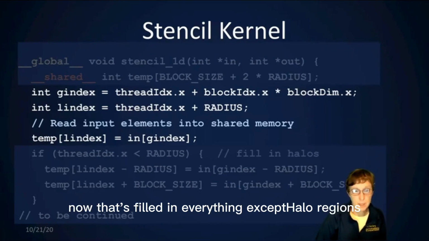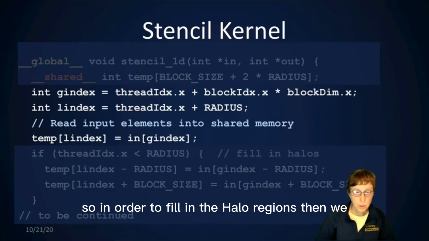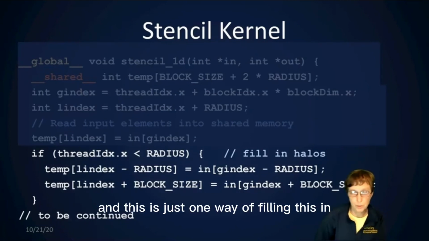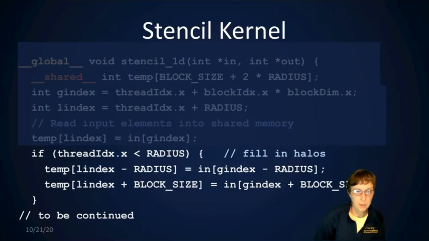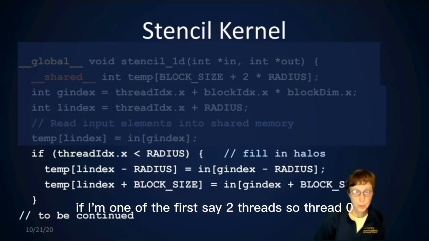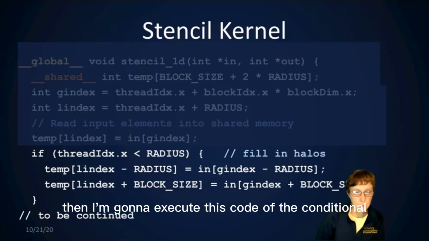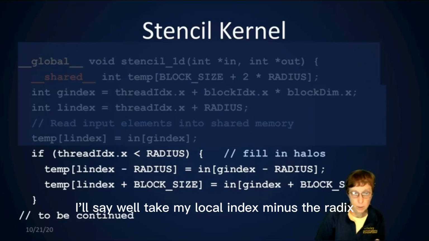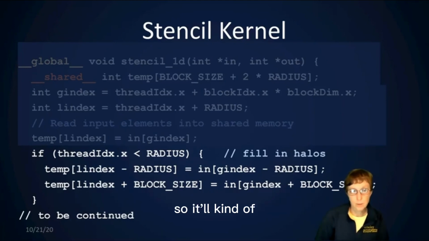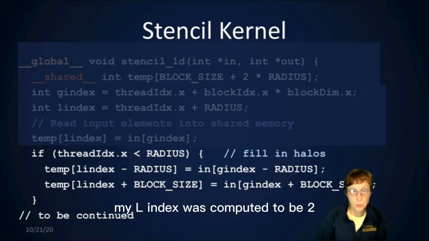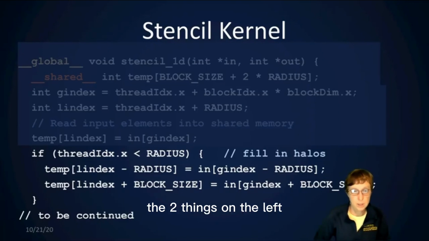Now that's filled in everything except the halo regions. So in order to fill in the halo regions, we say, well, if I'm a thread that is down at the bottom, and this is just one way of filling this in, it may not be the most efficient, but if I'm one of the first, say, 2 threads, so thread 0 or thread 1, if I've got a radius of 2, then I'm going to execute this code in the conditional. I'll say, well, take my local index minus the radius. So it'll say go back to the 0th element if I'm thread 0, and my L index was computed to be 2 because that was leaving space for the 2 things on the left.